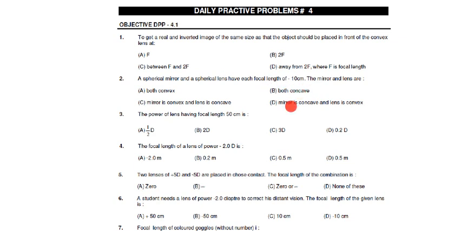Okay, now see the next question. The next question is the power of a lens having focal length 50 centimeter. So there is a lens whose focal length is 50 centimeter. See here that this is plus 50 centimeter. So plus 50 means this lens is a convex lens. Now let's see the solution for this question number 3.